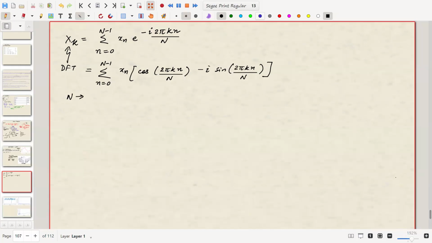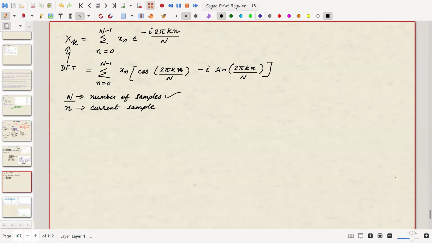Capital N is the number of samples. Small n is the current sample that you are focusing on right now. Small n goes from 0 to capital N minus 1. How many samples are you taking if you go from 0 to N minus 1? N samples. So that is in line with whatever you have taken. Small n is the current sample you are concentrating on right now. You can see this is the index right here, n.